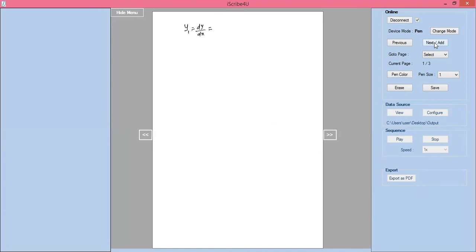This dy by dx I'll write as dy by dt whole divided by dx by dt. dy by dt is 2a divided by dx by dt, which is 2at. If you simplify this, we get y1 equal to 1 by t. Next, y2. This one I am going to differentiate.